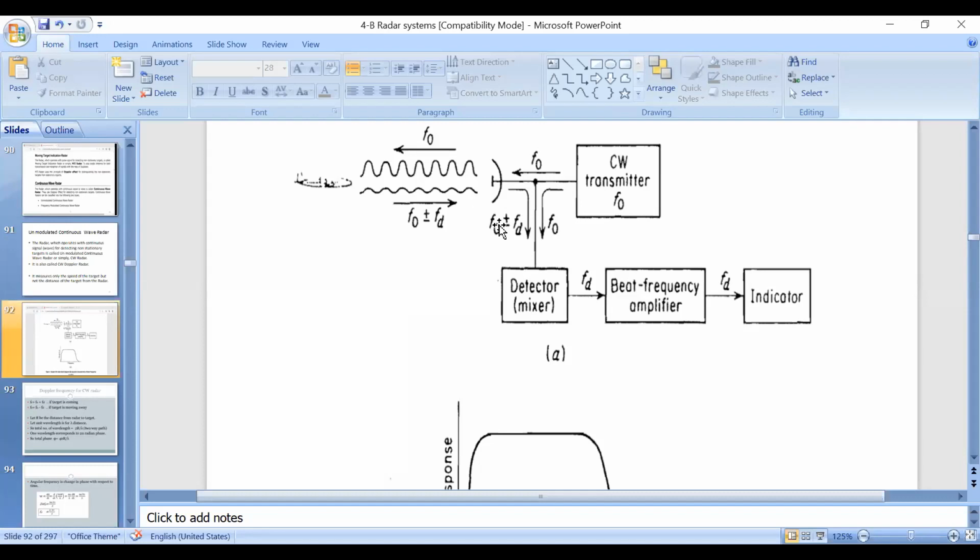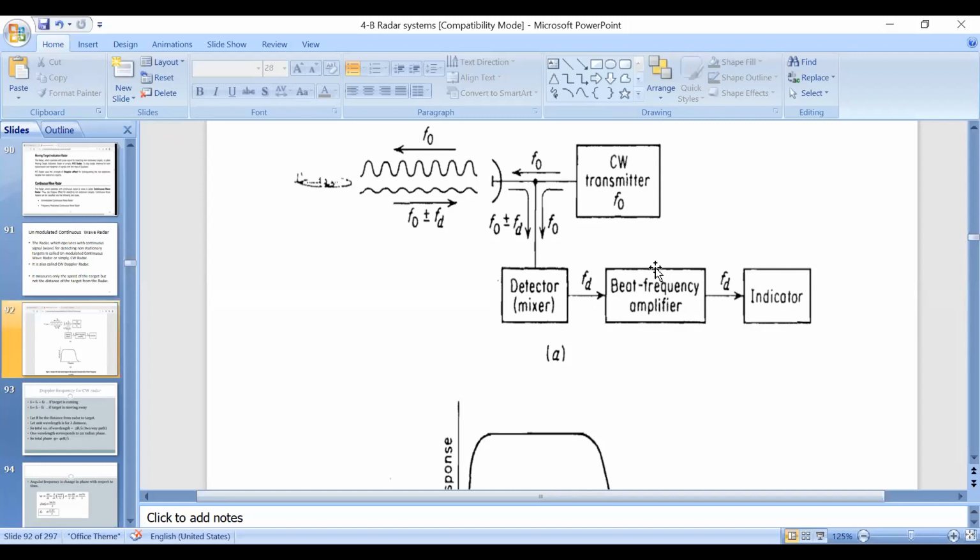So now it becomes f naught plus fd minus f naught, right? The mixer is nothing but a block which produces sum and difference signals, right? So it is f naught plus fd minus f naught. The f naught and f naught get cancelled, and fd, the Doppler shift frequency component, is identified at the output of the mixer, that is the output of the detector, right? Now what is the input to the beat frequency amplifier? This fd signal is given as input to the beat frequency amplifier.